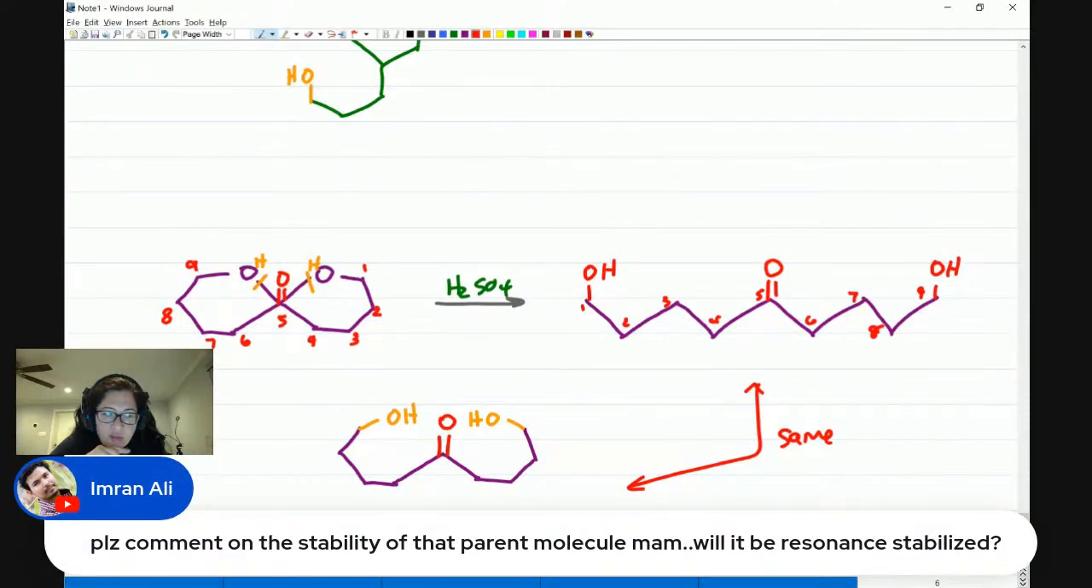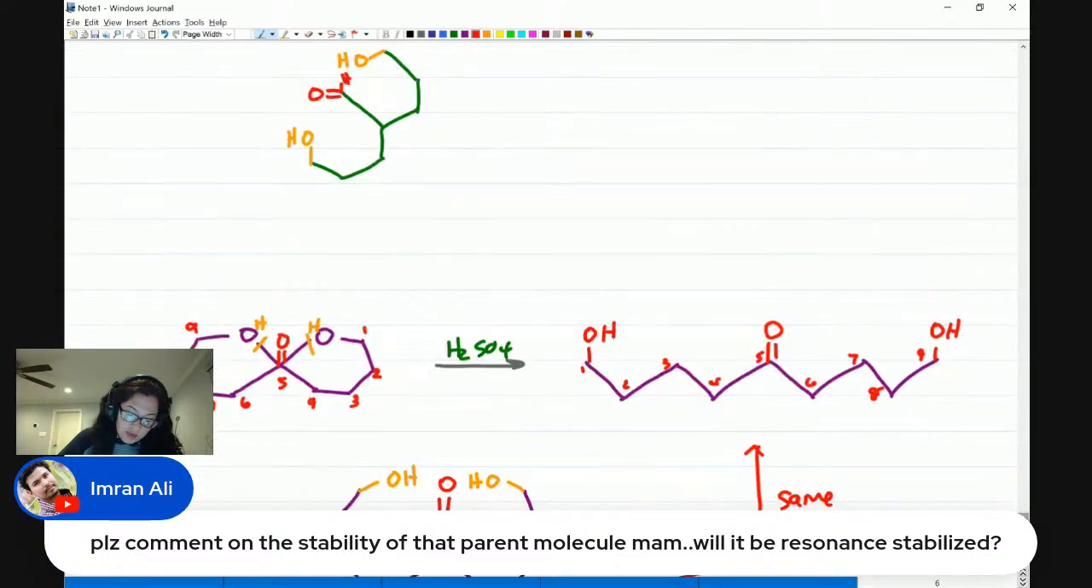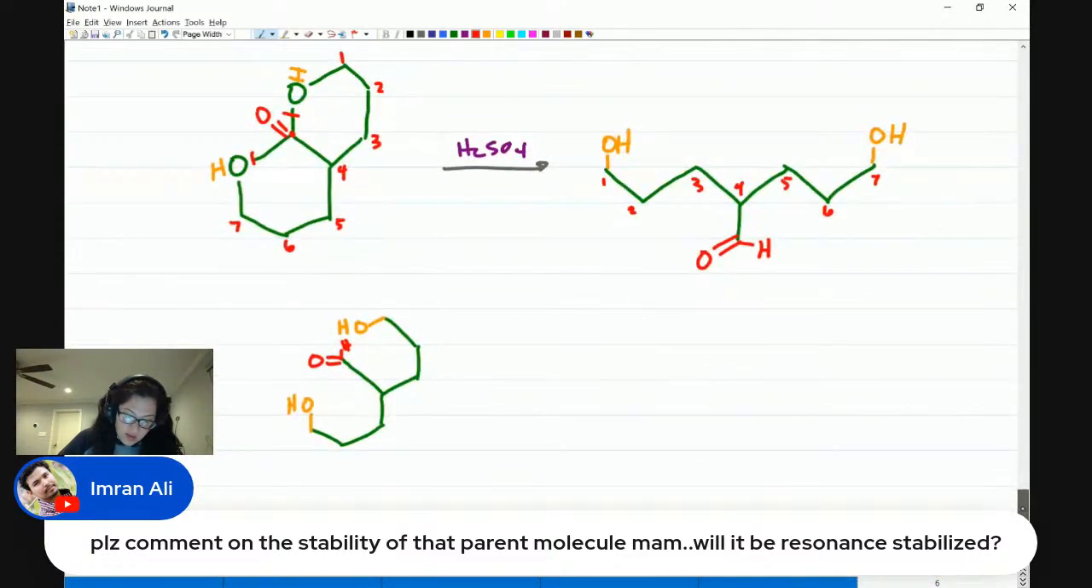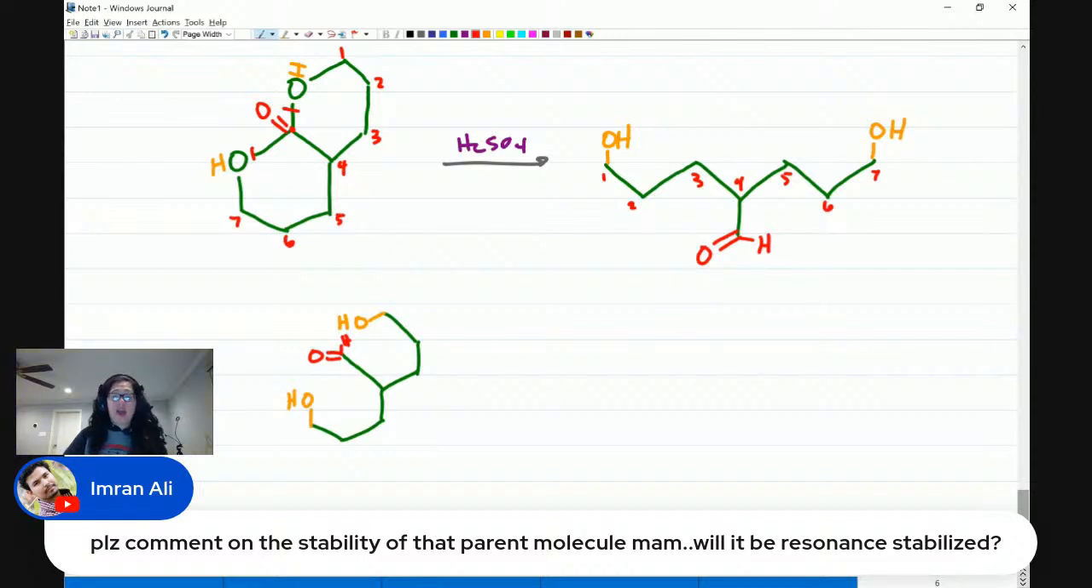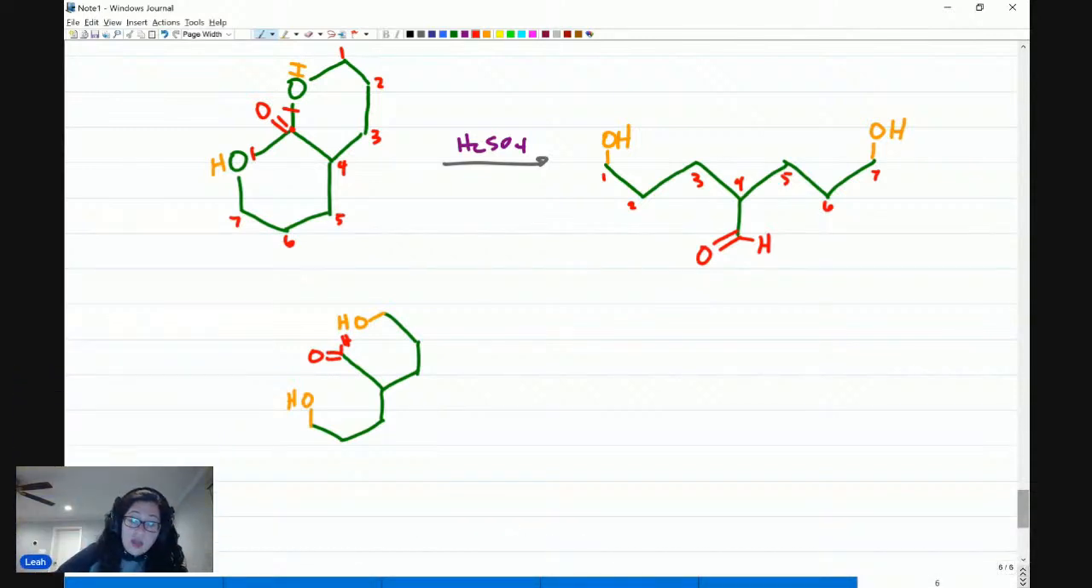Please comment on the stability of the parent molecule. Will it be resonance stabilized? Resonance requires the ability to move electrons. And so none of these have anything extra to move around. Therefore, there will be no resonance. In general, an acetal is a pretty stable molecule. So the starting molecule here is quite stable. A diol is not, but the acetal itself is.